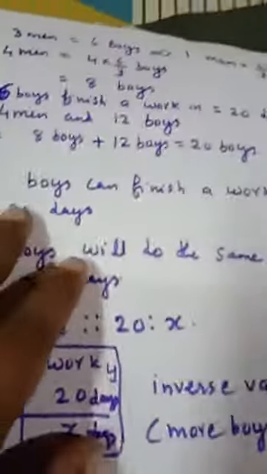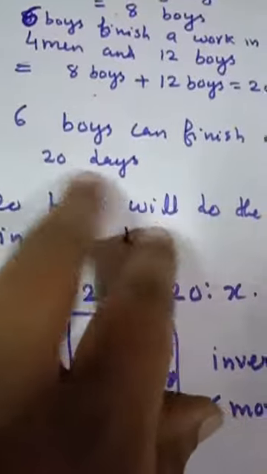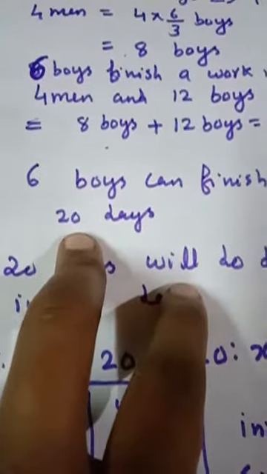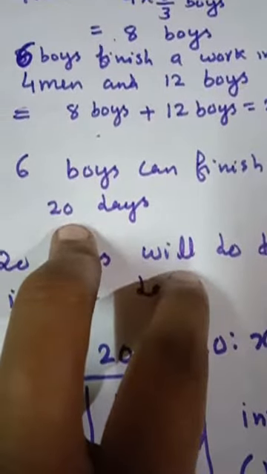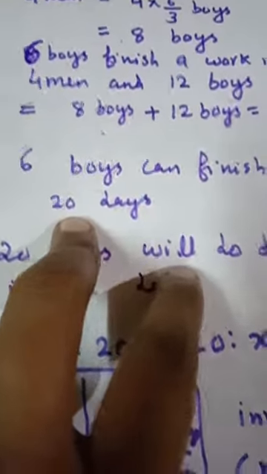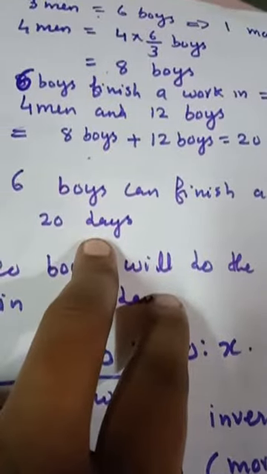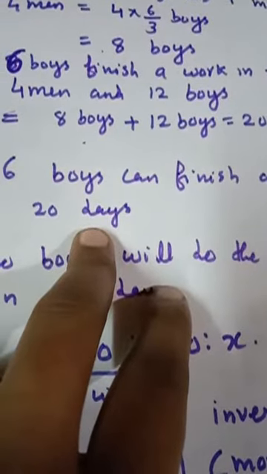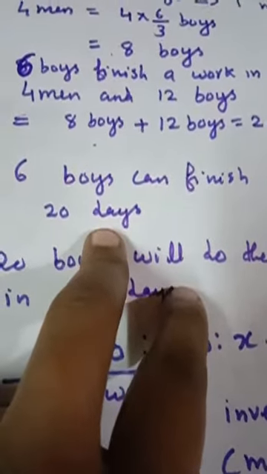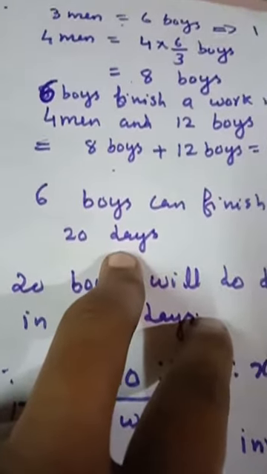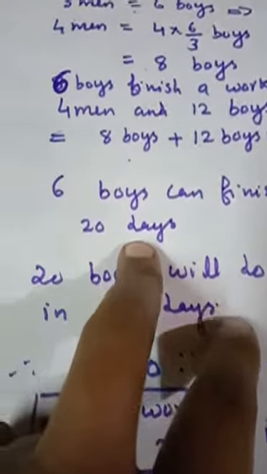Otherwise we can apply the unitary method. See how to apply the unitary method. 6 boys can finish a work in 20 days. So 1 boy can finish the work in 20 into 6. Inverse variation, so multiplication. To find one quantity, we multiply 6 into 20. Now 20 boys can finish the work in 6 into 20 by 20. 20 gets cancelled. 6 is the answer.